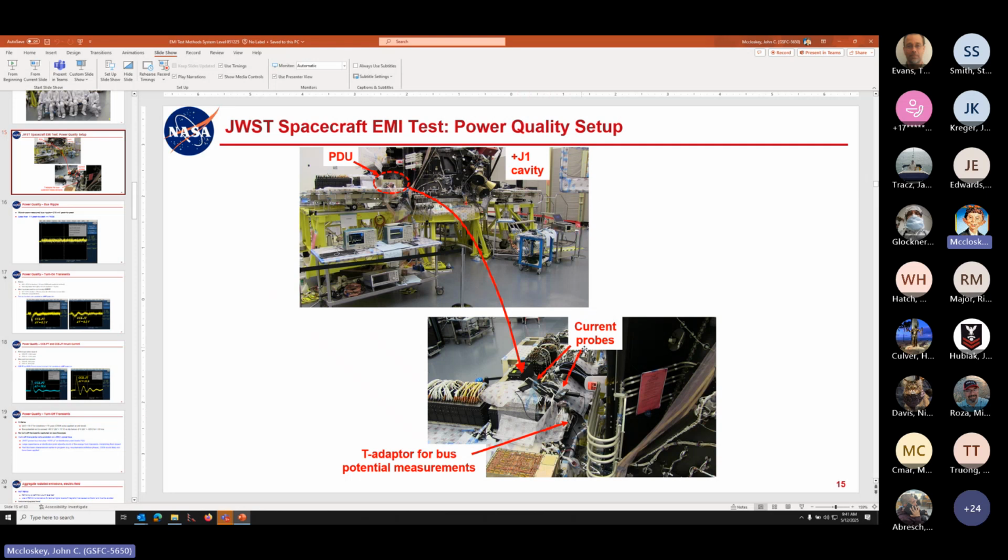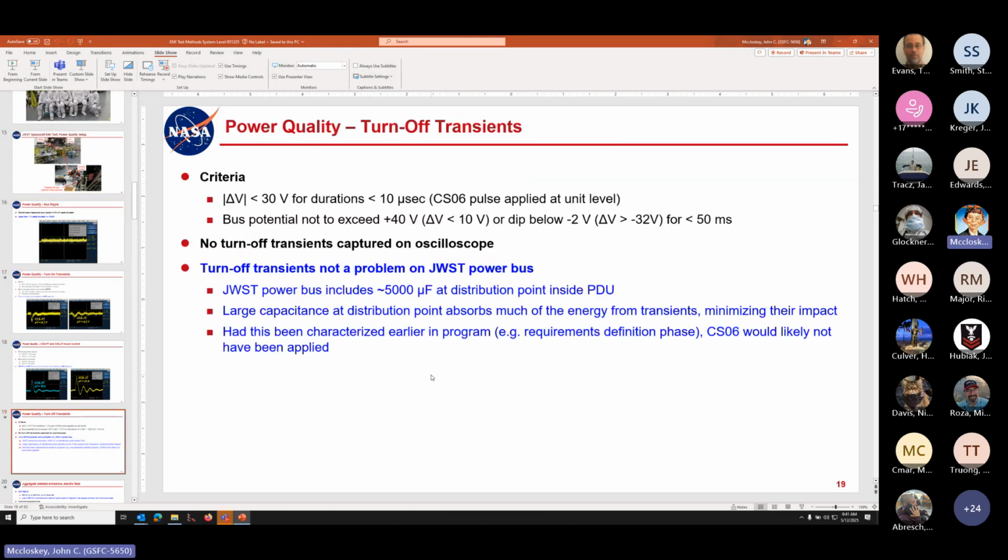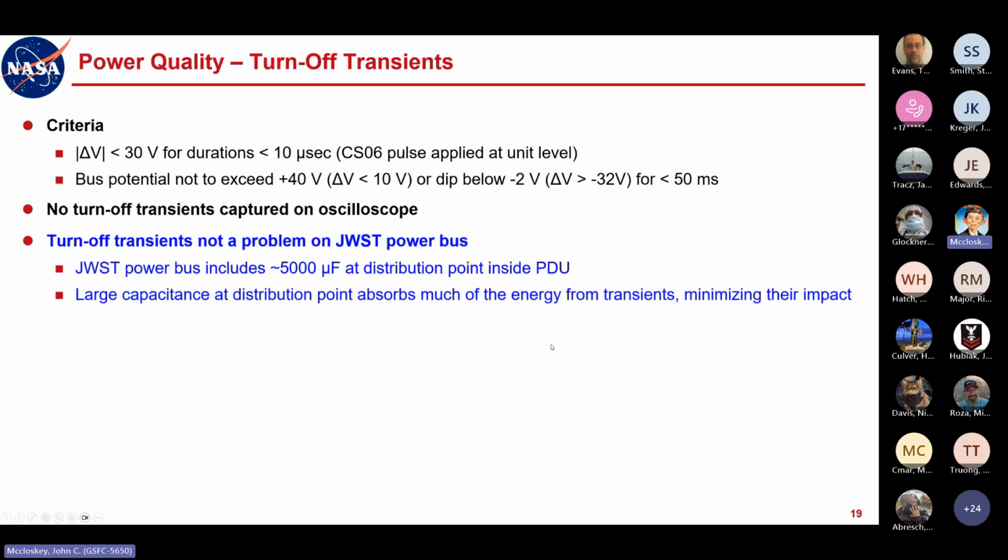The power feeds to any given unit, the cables run back to the PDU to their respective connectors, and then the leads go to a point on a circuit board in the PDU and that's the distribution point. And there's about 5,000 microfarads of capacitance hung off of there. I'm sure it's multiple capacitors, a whole bank of capacitors, but it's many thousands of microfarads at that distribution point. And that large capacitance, of course, is going to absorb much of that energy from the transients, minimizing their impact.